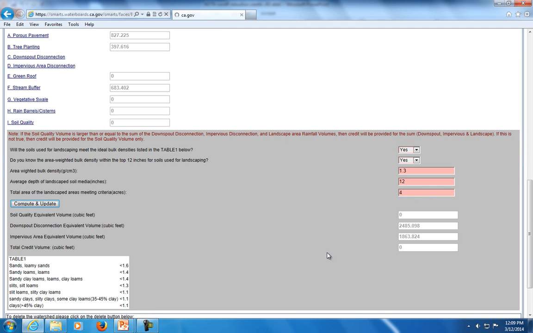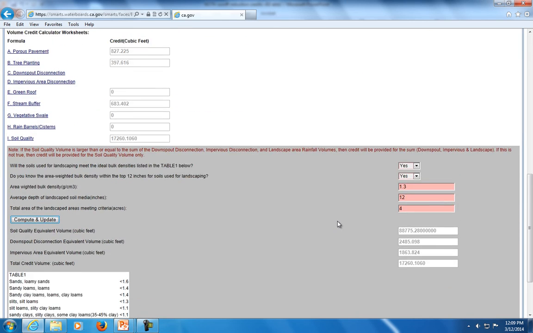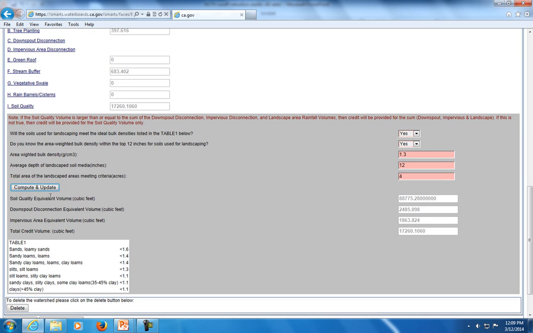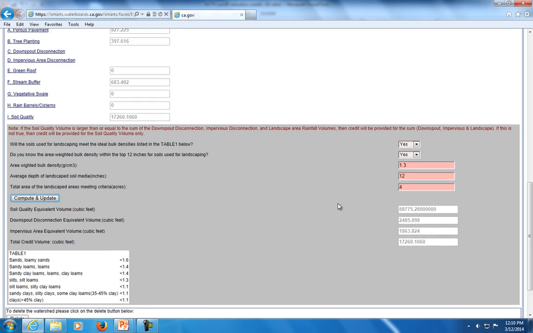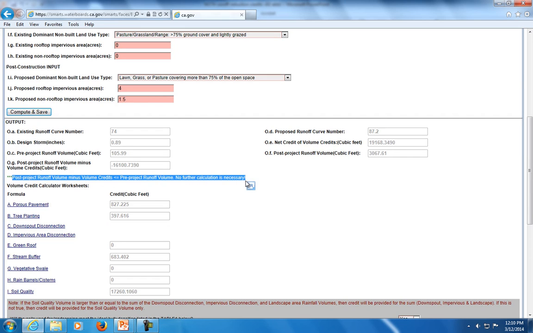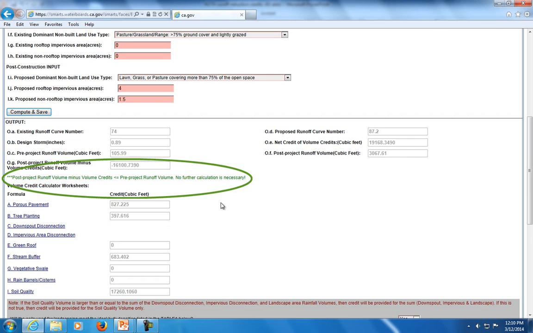So we'll hit compute and update. And so what it's doing is it's calculating that soil equivalent volume. And so that's basically the volume in the soil that's available. And then it's looking at the downspout disconnection and impervious area. And it's giving you a total credit volume, because it doesn't have a separate box for this, but it's also incorporating what that landscape area rainfall volume is. So this is what you want. You want this nice green, happy message that says that your post-project runoff volume minus the volume credits is going to be less than or equal to the pre-project runoff volume. So in this case, we met it by a long stretch.